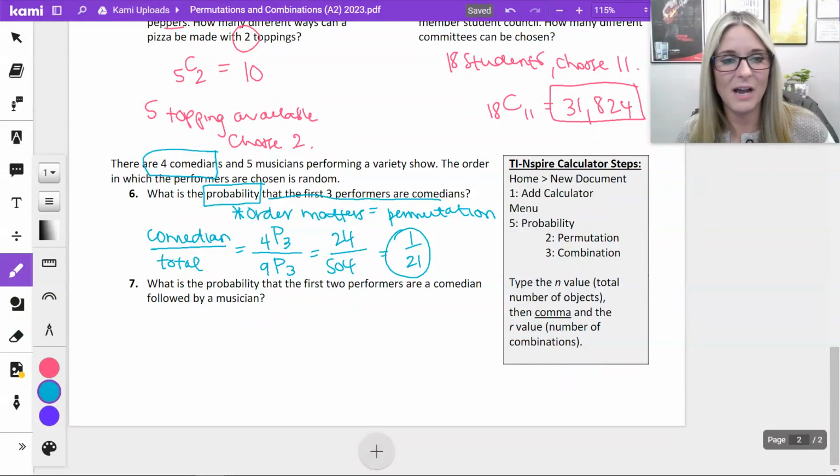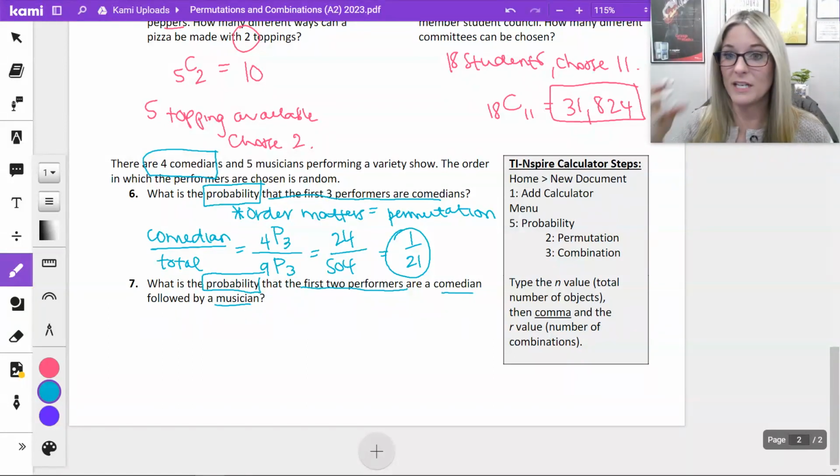Let's use number 7 now. What is the probability that the first 2 performers are a comedian followed by a musician? That is very specific. Order matters, right? So order matters, permutation.